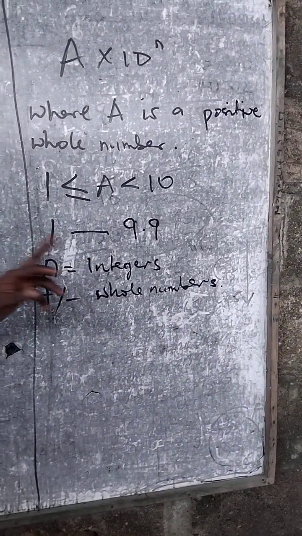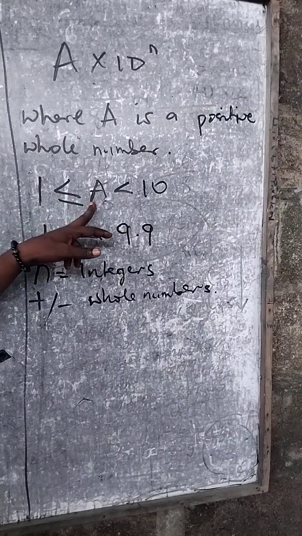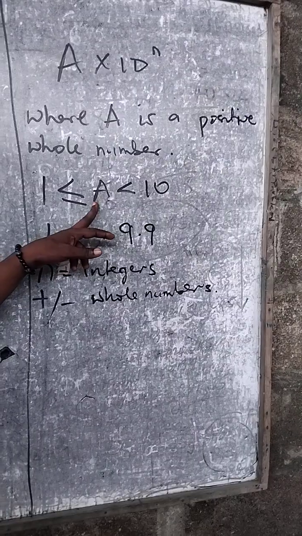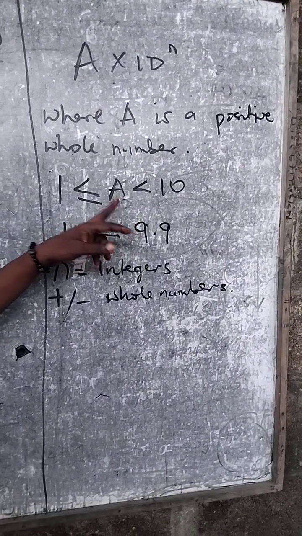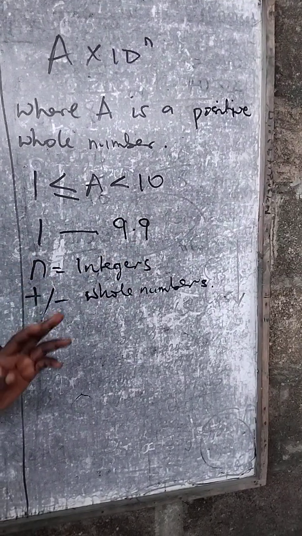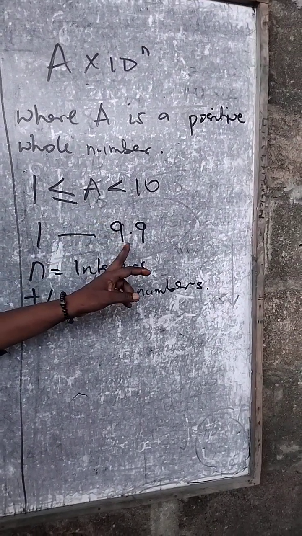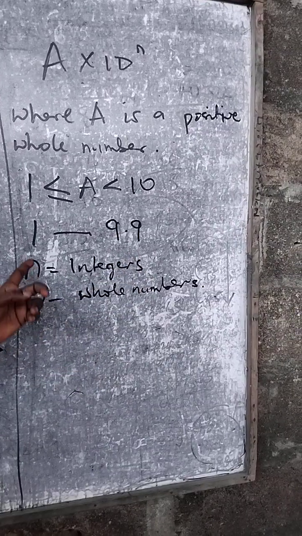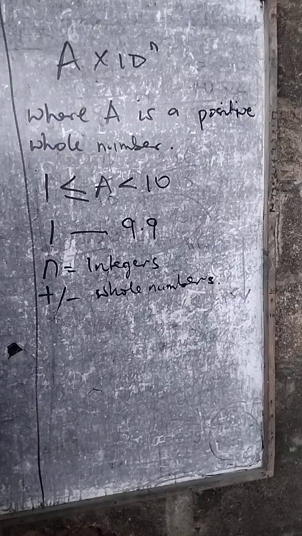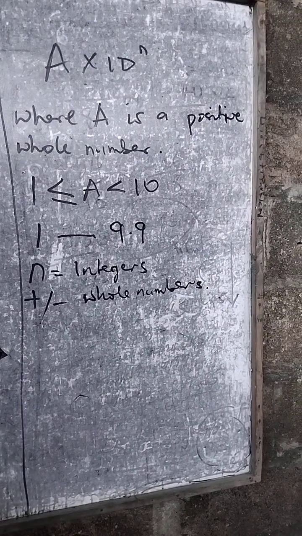But importantly, a is our focus. Are you focusing on what I'm doing? A is our focus. A will be between 1 and 9.99. The highest value that a can assume is 9.99, and the lowest value it can assume is 1. It can't be lower than 1. It can't be 0.9. Now let's look at this question.